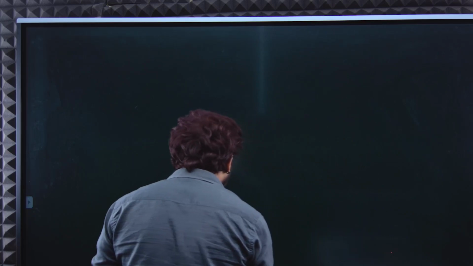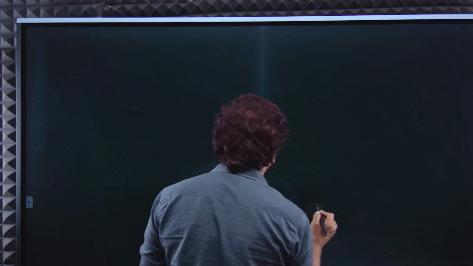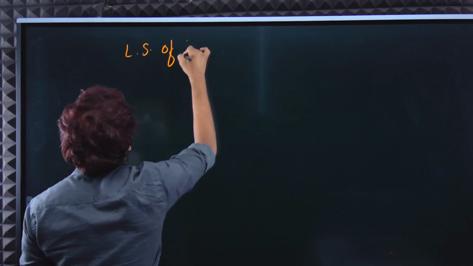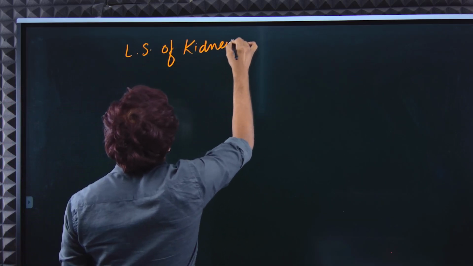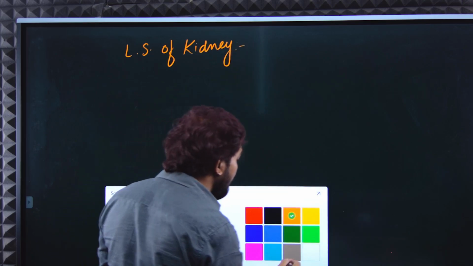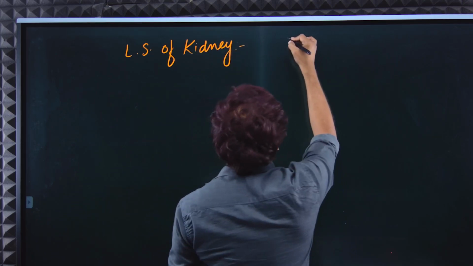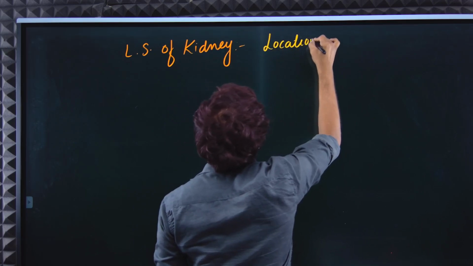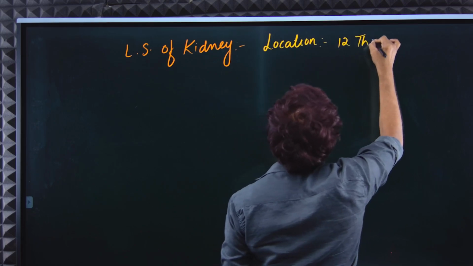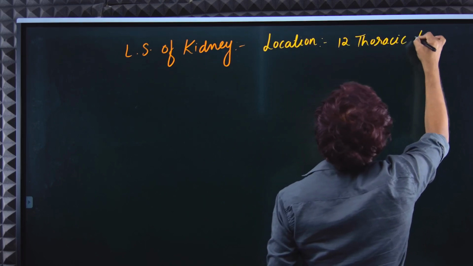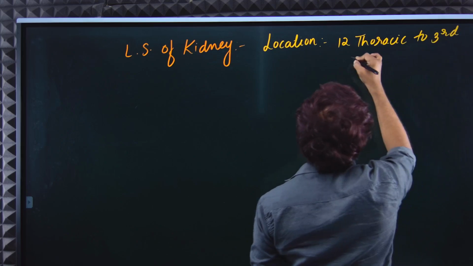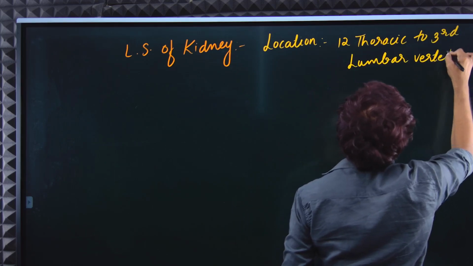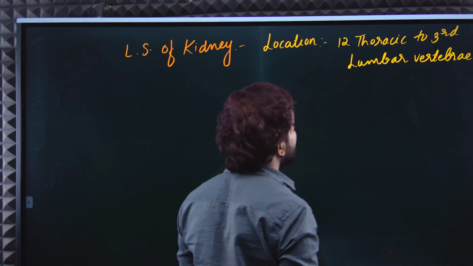Now let's come on to a sectional view of the kidney, the longitudinal section of kidney. Whenever it comes to the kidney, what is the location of the kidney? Location of the kidney is 12th thoracic to 3rd lumbar vertebrae. This is the location of the kidneys.